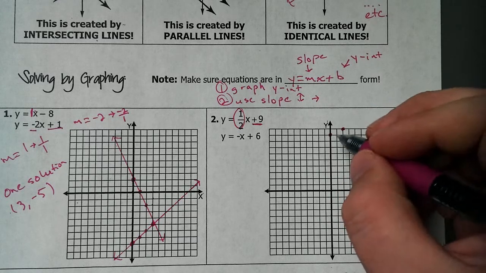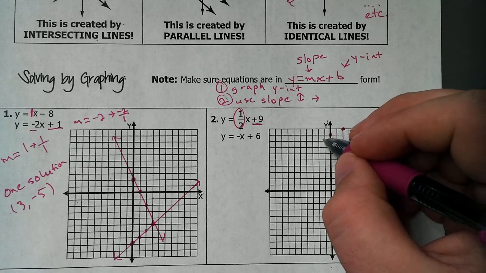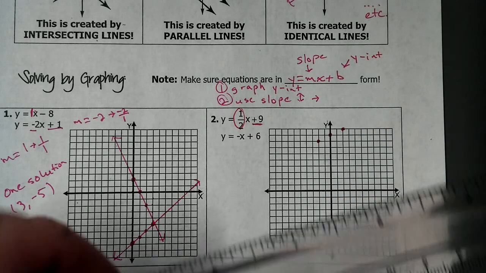Now, I ran out of room going to the right, so I'll go 1 backwards just to get my 3 points in there. Down 1 over 2. Once you have 3 points, you can graph your line.